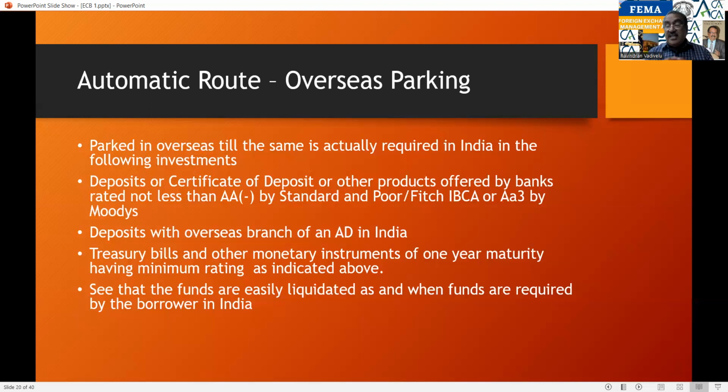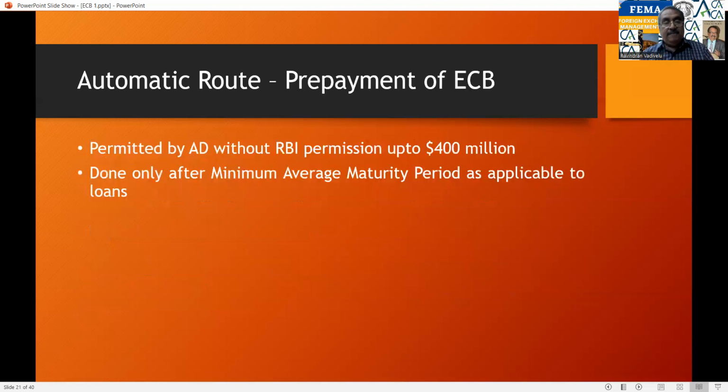See that the funds are easily liquidated. Suppose the borrower wants the funds immediately, it has to be easily liquidated as and when the funds are required by the borrower in India. So here the liquidity of the deposit is very important because the purpose is being delayed, and the funds are not required immediately. So you can park the funds outside India.